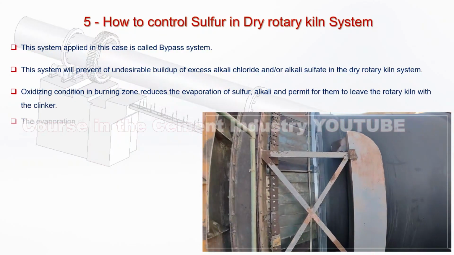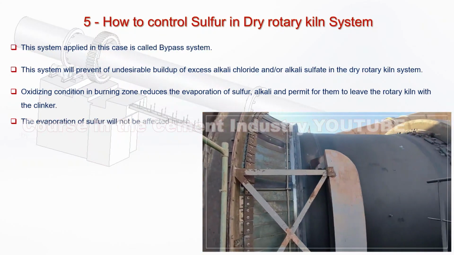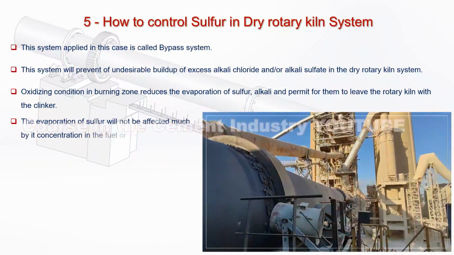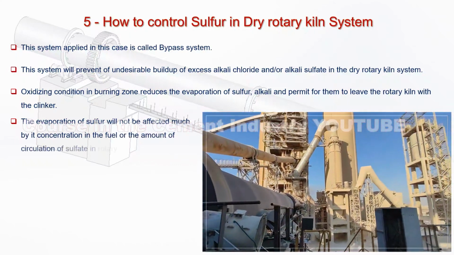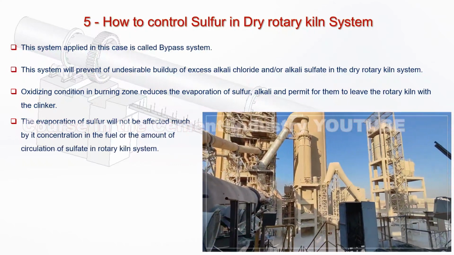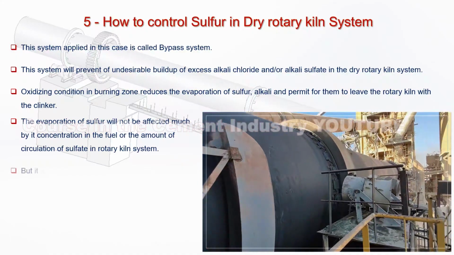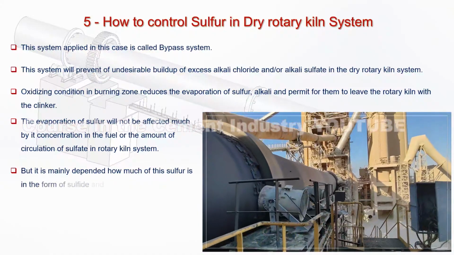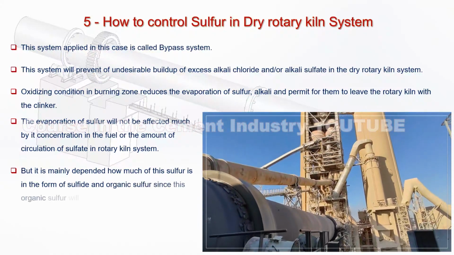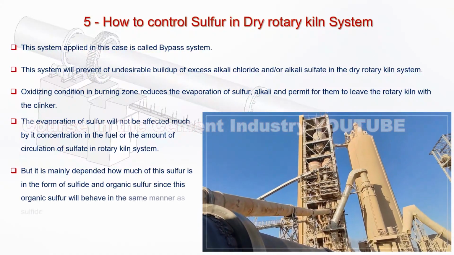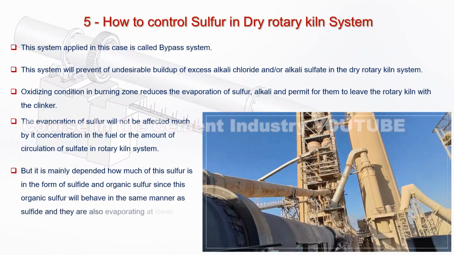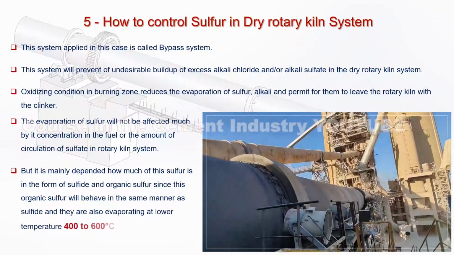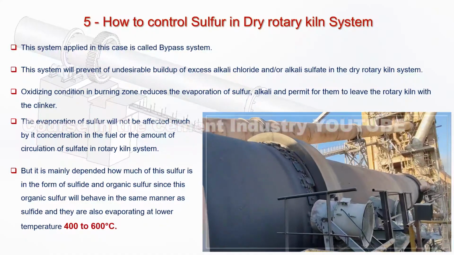9. The evaporation of sulfur will not be affected much by its concentration in the fuel, or the amount of circulation of sulfate in the rotary kiln system. 10. But it is mainly dependent on how much of the sulfur is in the form of sulfide and organic sulfur, since this organic sulfur will behave in the same manner as sulfide, and they also evaporate at a lower temperature, 400 to 600 degrees C.